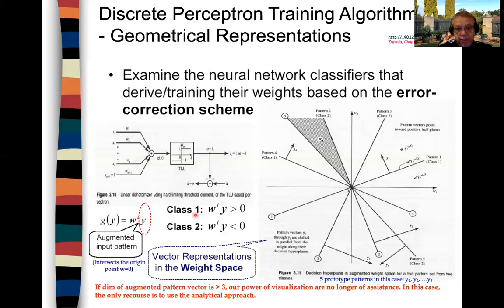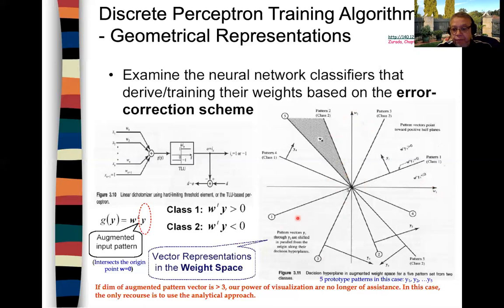So we're going to see now a geometrical representation to explain how this weight correction happens. So this is the vector representation in the weight space. Note here that we don't have x1 and x2. We're not looking at the analysis in the feature space or the input space. This is the weight space. Okay, this is the weight space. This is W1 and W2.